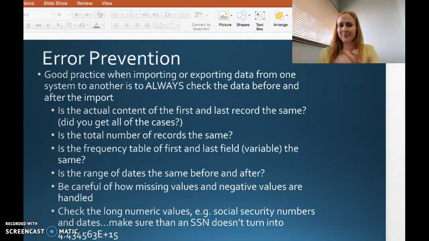Be careful of how those missing values or negative values are handled. And those long numerical values like social security numbers or dates, sometimes they get turned into funny looking text, lopped off leading zeros, and those kind of things. So you just want to make sure that your data comes in cleanly. And this happens all the time.